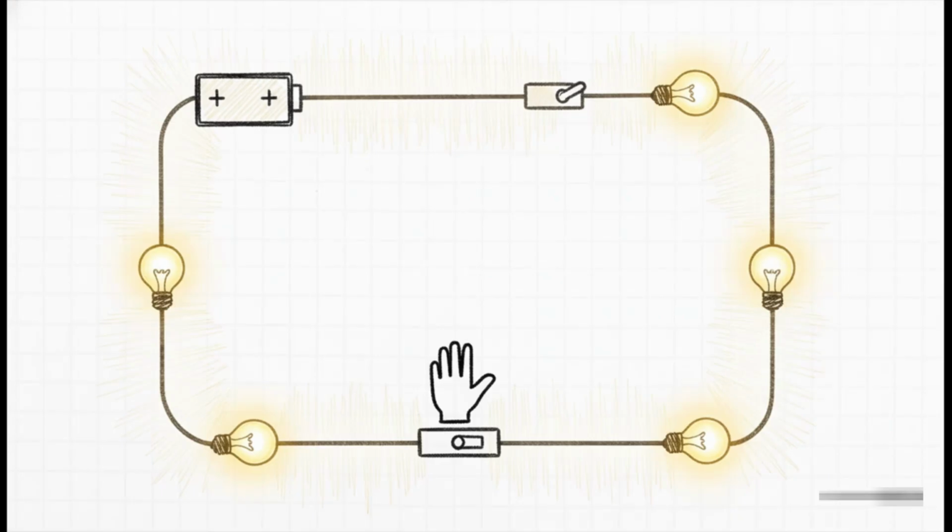So, what's the big takeaway from all this? It's that you have to stop thinking about a circuit as a sequence of events. It's not a domino effect. A circuit is one single, interconnected system. When you make a change anywhere, like flipping a switch, you're not starting a race. You're instantly changing the state of the entire system at once. It's a total shift in perspective.